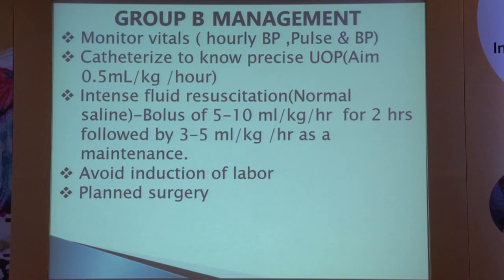Group B management: monitor vitals, catheterize to know precise urine output, 0.5 ml per kg per hour. Intense fluid resuscitation, normal saline, bolus 5 to 10 ml per kg per hour for 2 hours, followed by 3 to 5 ml per kg per hour as maintenance. Avoid induction of labor and planned surgery.